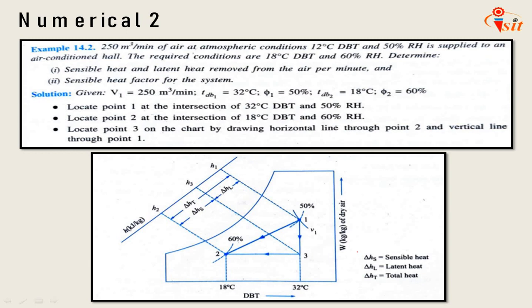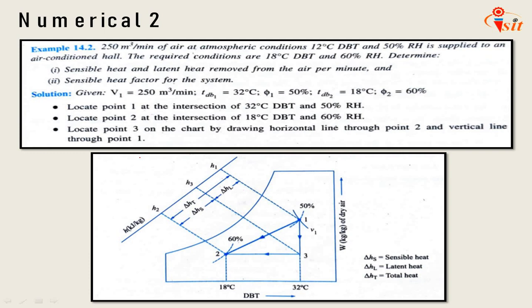Now next we will go through the second numerical. We will read it first. 250 meter cube per minute of air at atmospheric conditions, 32 degrees Celsius DBT and 50% RH, is supplied to an air conditioned hall. The required conditions are 18 degrees Celsius DBT and 60% RH. So we need to determine the sensible heat and latent heat removed from the air per minute and the sensible heat factor for the system.